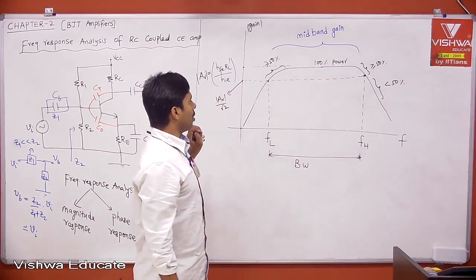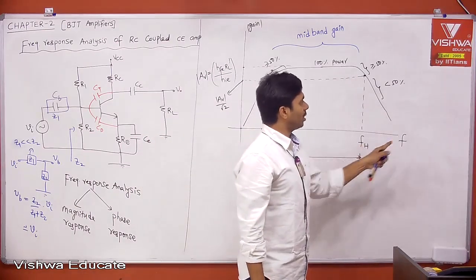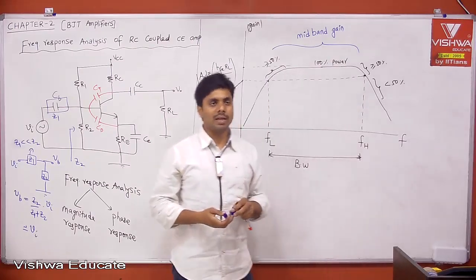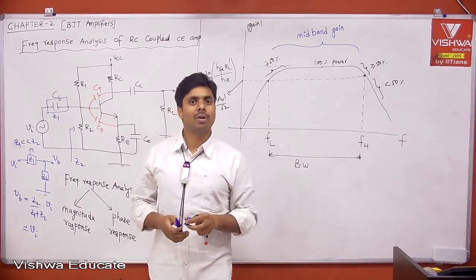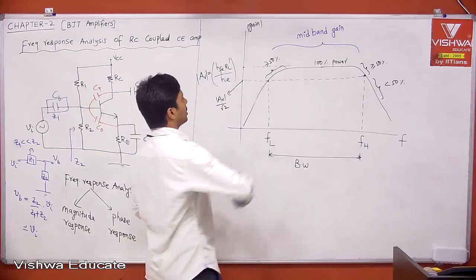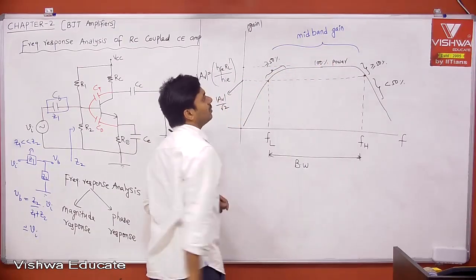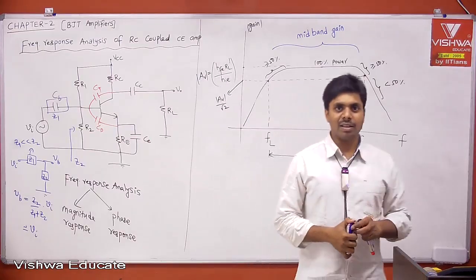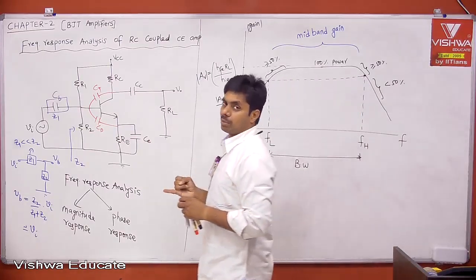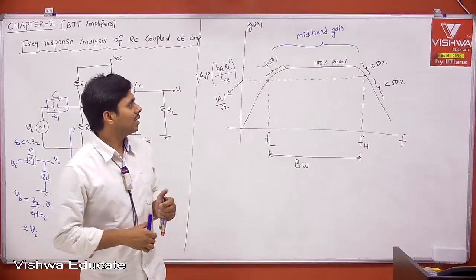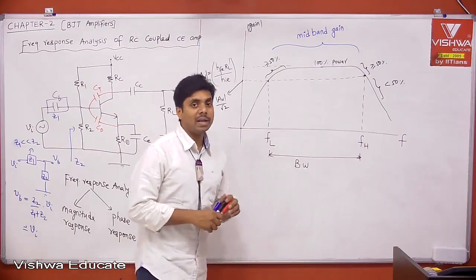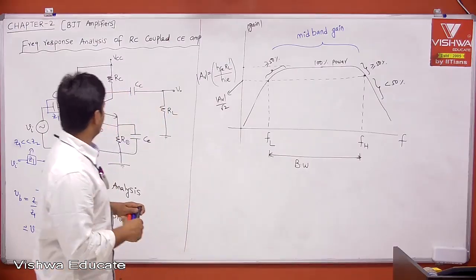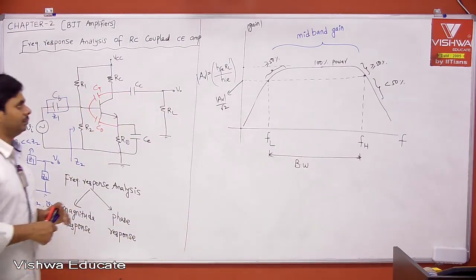At low frequencies, gain is falling. At very high frequencies, gain is falling. Only in the mid-range of frequencies is your gain almost flat, above 50% of the maximum power to the load. Therefore, people call it mid-band gain. Whatever gain we calculated from the H parameter model, the voltage gain, which is minus HFE into RL divided by HIE, is true only for mid-band frequencies or mid-band input signal frequencies. Okay, take it.